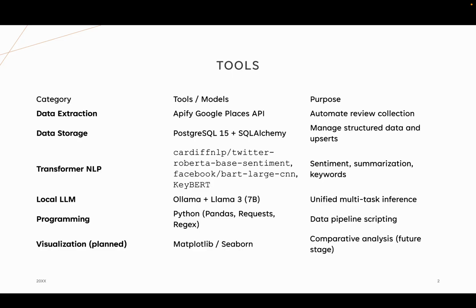And then on the NLP side, I used transformer models like RoBERTa for sentiment analysis, BART for summarization, and KeyBART for extracting keywords. Then I compared them with Llama, which runs locally through Ollama. Unlike transformers, this model can handle all three tasks: sentiment, summary, and keywords.